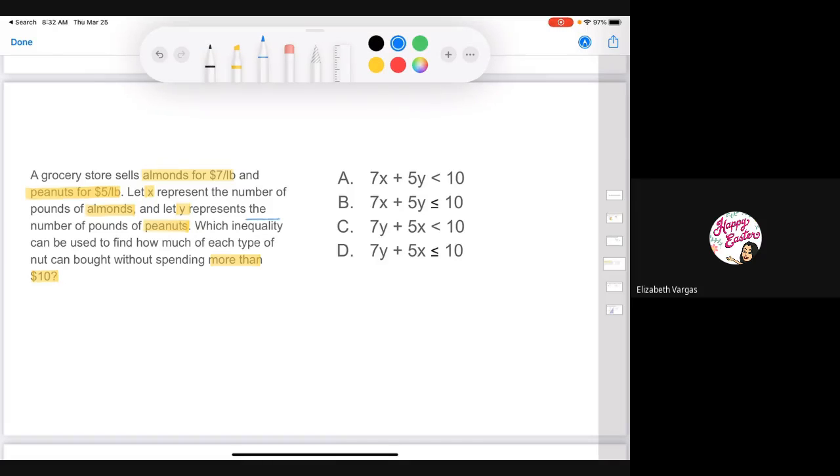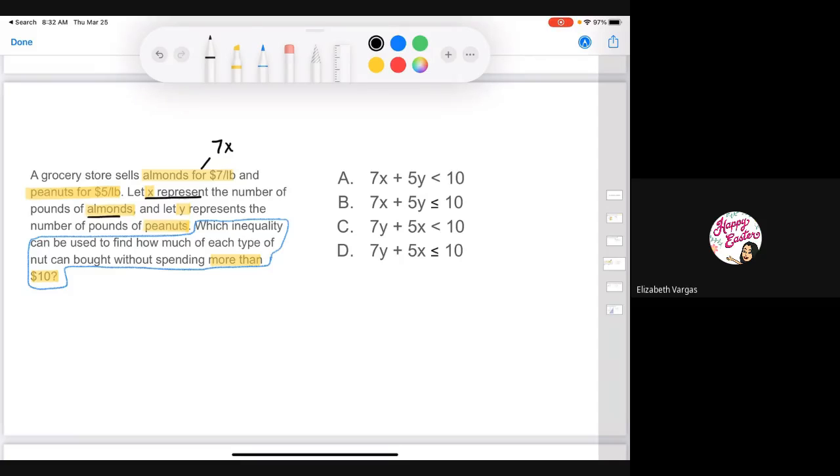So our question is, which inequality can be used to find how many of each type of nut can be bought without spending no more than $10? Okay. Well, let's go ahead and represent almonds and peanuts. Here we're told that almonds sell for $7 a pound. So $7. And we know that X represents the number of almonds because it tells us so right here.